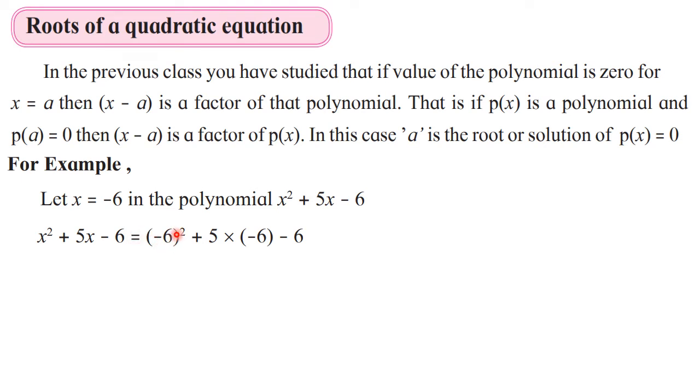Whenever you write a square, always keep the habit of writing it in brackets. Then 5 as it is, into again minus 6. See, two signs cannot come together, so again a bracket is used. And then this minus 6 as it is. So minus 6 square is 36 here, and 5 into minus 6 is minus 30, and here minus 6. So the next step is 36 minus 30 minus 6, so 36 minus 36. Answer is 0.